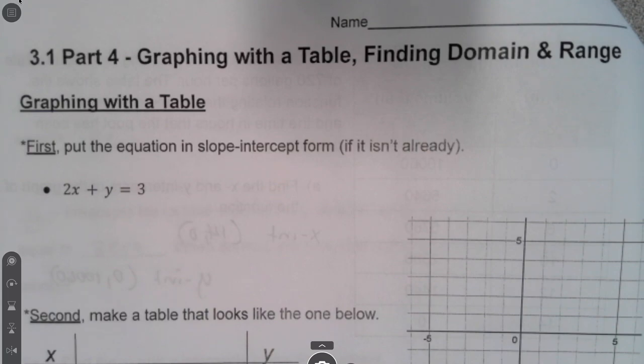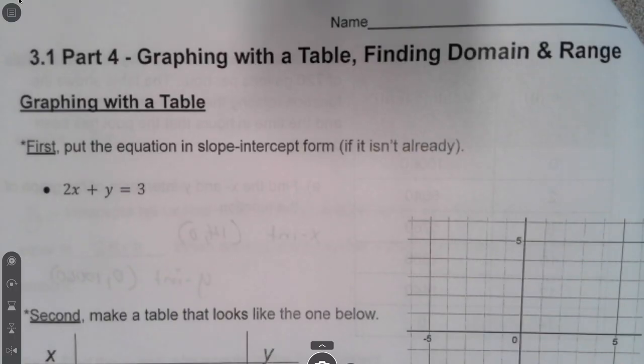Okay, so graphing with a table. Last time we learned how to graph by finding the x and y intercepts and then graphing those two and connecting the dots. This time we're going to do something called graphing with a table. So to graph with a table, you'll need to first put the equation in slope-intercept form.